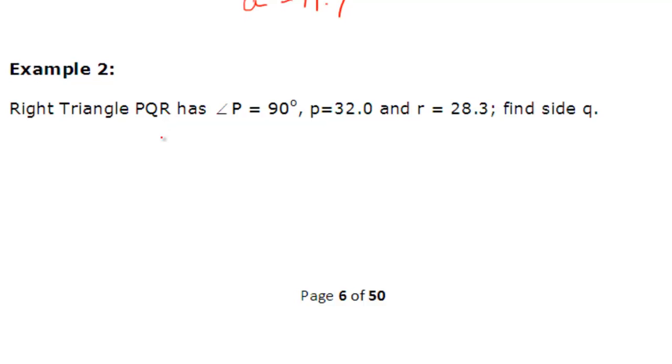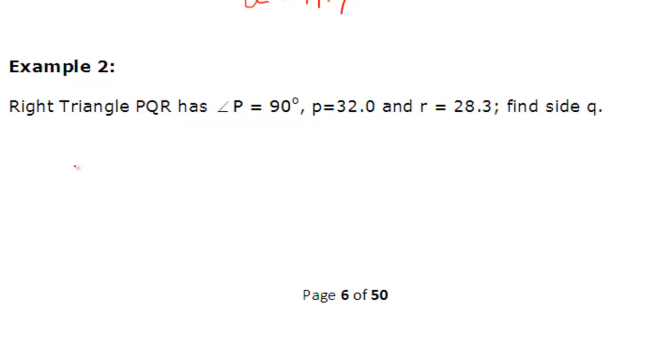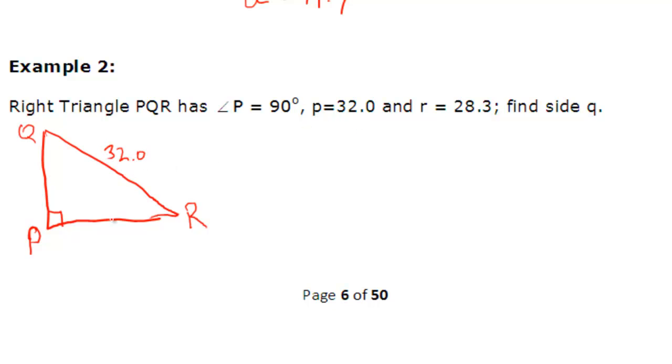And so that's a. In example 2 then, we're going to do the same thing, draw a triangle first. So we have right triangle PQR. We have a right angle. Angle P is 90, so that's got to be P. The other two, we can say this is Q and this is R. P, so the hypotenuse, is 32.0. R, so opposite capital R, little r, is 28.3. So there's our sketch. Using the Pythagorean theorem, p squared equals the two legs squared, so q squared plus r squared.